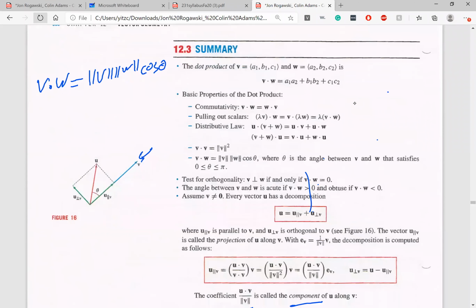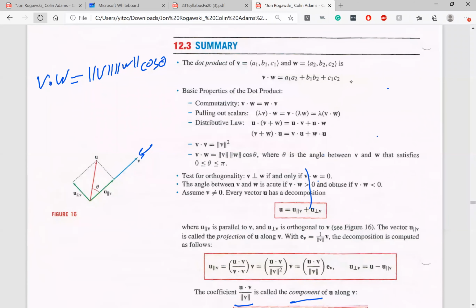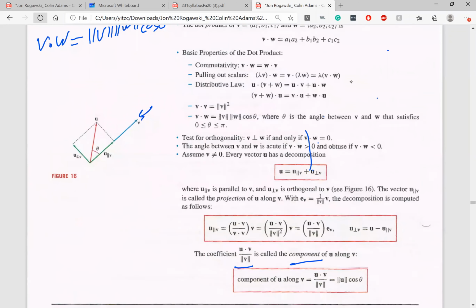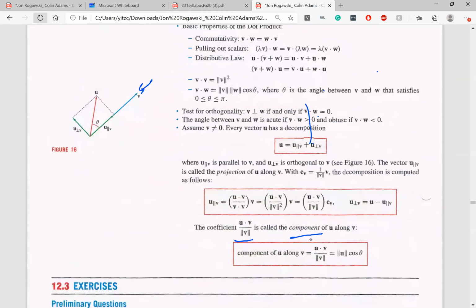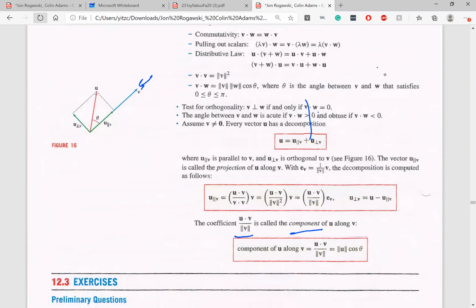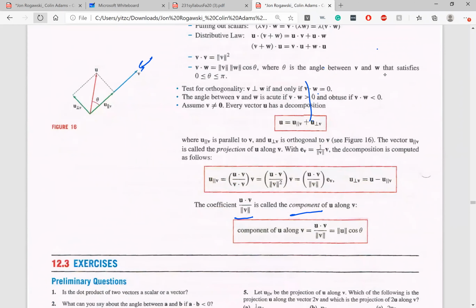And yeah, so definitely know this formula. Know how to use it, know how to think about it, know how to find the angle between two vectors, know how to figure out whether they're orthogonal, know how to decompose them, know how to find the projection, know how to find the component of the projection of one vector onto the other, and know how to find the projection itself. So this is the projection itself. So any questions about this?